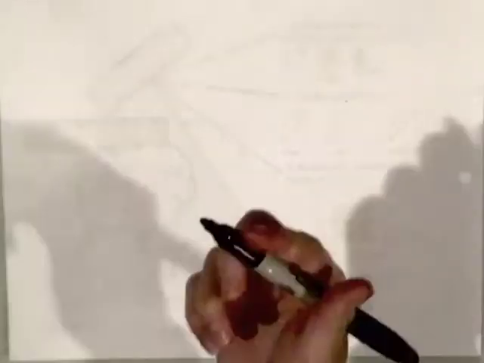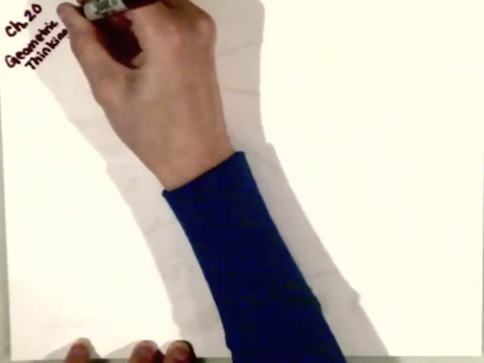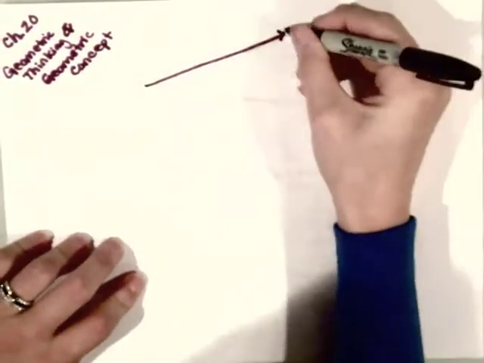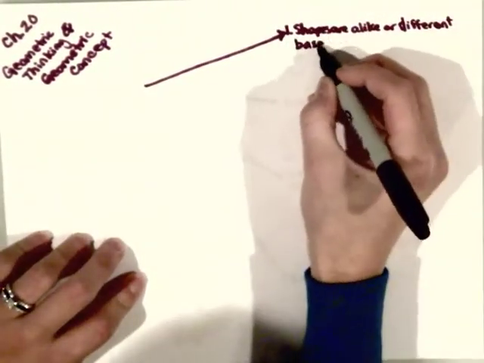Chapter 20, Geometric Thinking and Geometric Concepts. Yes, there should be an S there. This chapter can be described in four basic key ideas.